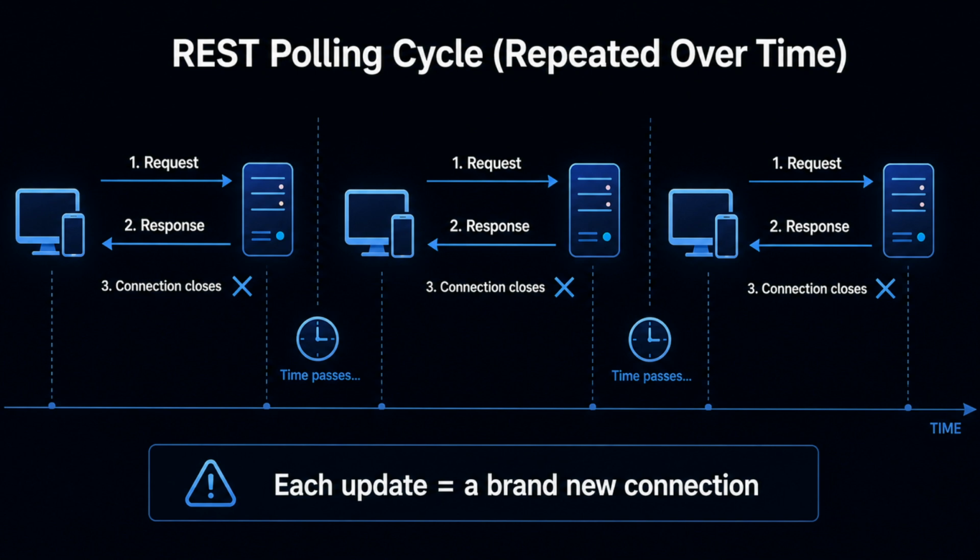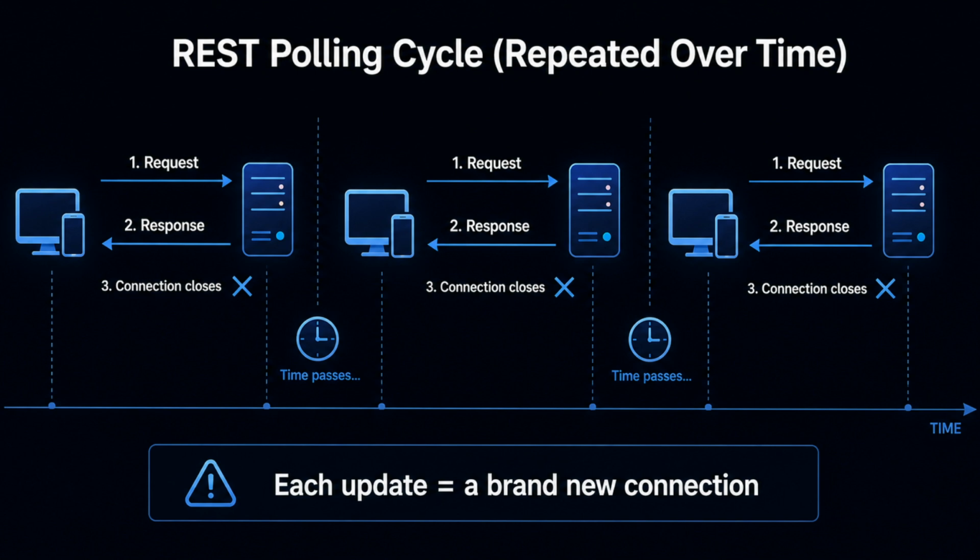If your application wants an updated price, it has to send another request, and another, and another. Every single update requires a brand new ask. This approach is called polling. Your application repeatedly checking in, like someone calling a friend every few minutes to ask anything new, even when the answer is almost always no.